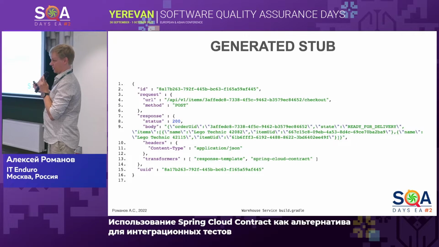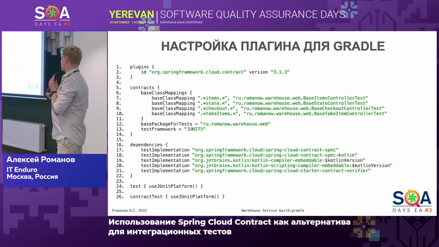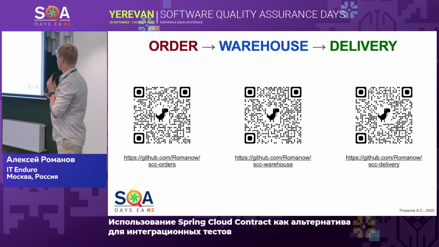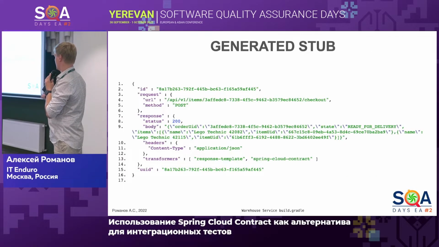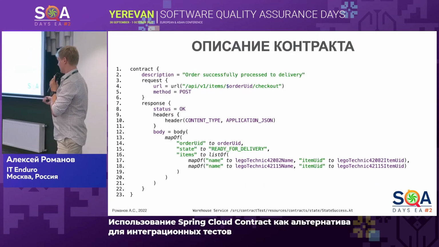So we created contracts, and after running our service tests based on JUnit 5, this is the stub we're getting, which is used in WireMock. And this is where, upon launch, we are obtaining this.